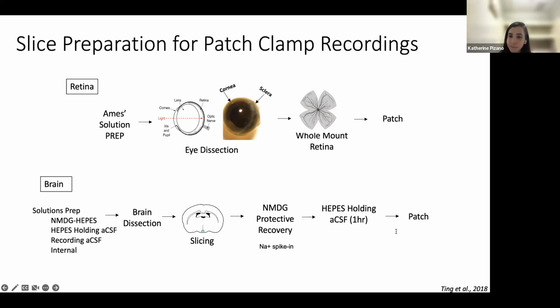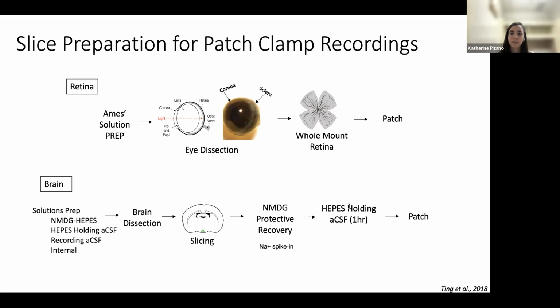One way this protocol differs from other slicing solutions is that instead of, for example, having the holding and recording ACSF be the same, they distinguish between this initial recovery incubation shown here after slicing that they've found to be very important. Also, traditionally you have to patch fairly young animals, 3 months or younger. With this protocol, they've shown that you can patch onto cells in animals that are 6 months old, if not even older.